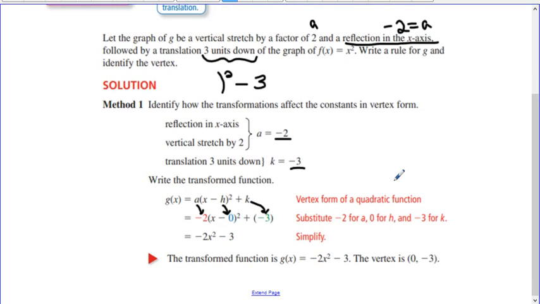Okay, I know that because the vertex has not been moved left or right, the x value of the vertex is 0. And because the vertex has been moved down 3 units, the y value of the vertex is negative 3. So if I were to sketch that, we would have our vertex at 0, negative 1, 2, 3, and we would open our parabola down from that point.